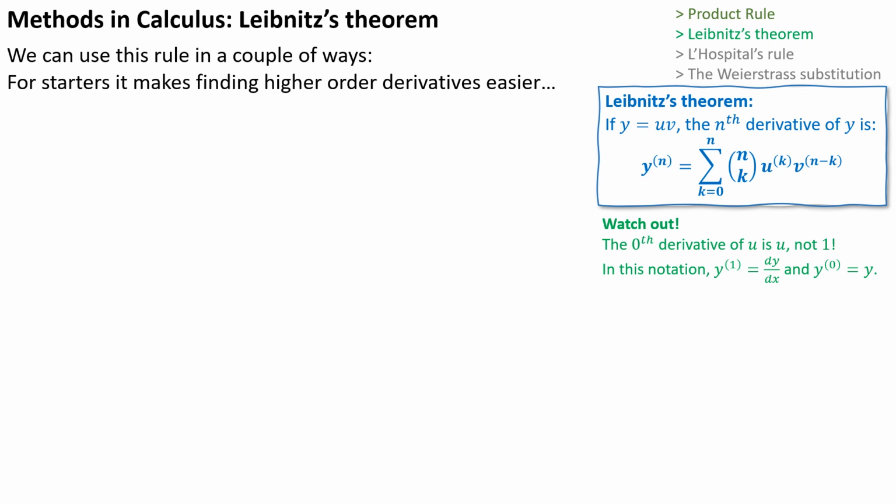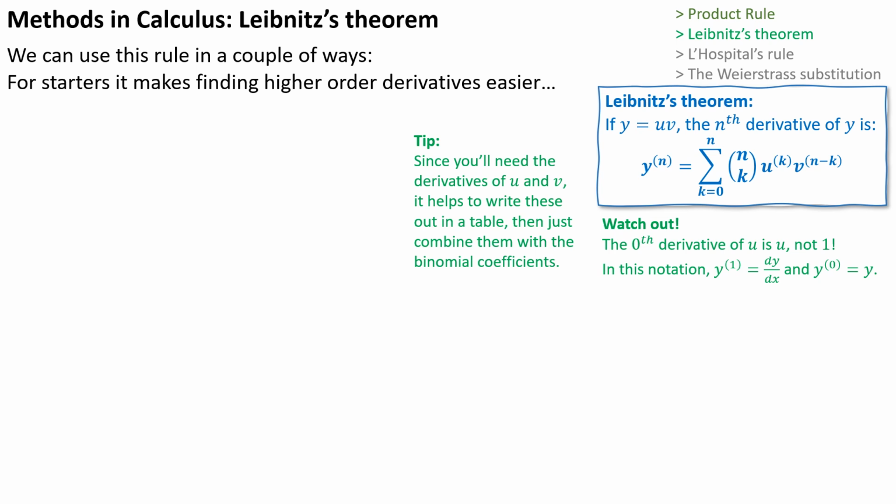y to the power of 0 you might think of as 1, but in this notation I'm thinking of y to the power of 0 in brackets as being the 0th derivative, so it's just y as opposed to dy by dx.